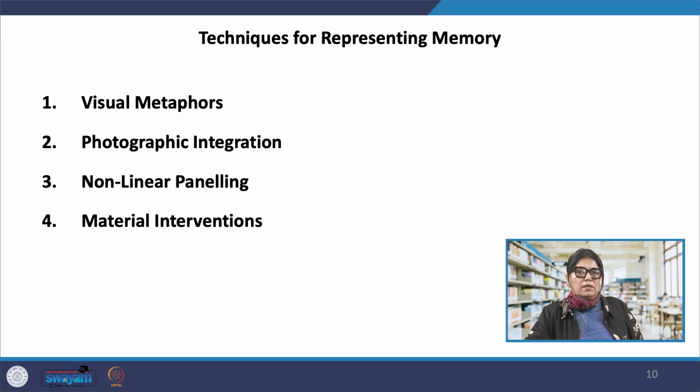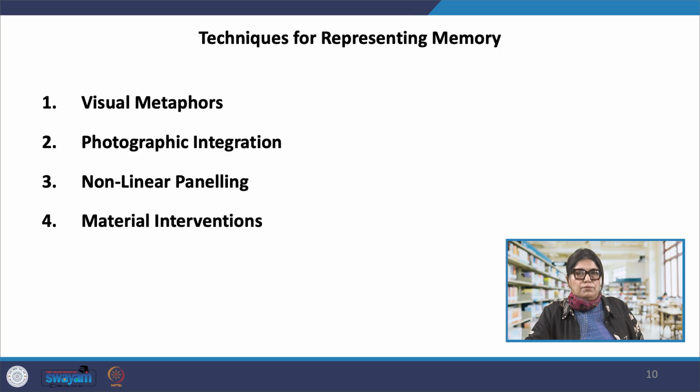These works often allow for a better understanding of how memory and cognition function or fail within a person's life, helping clinicians and caretakers understand the patient experience. Now, let us discuss some important techniques for representing memory in graphic memoirs.